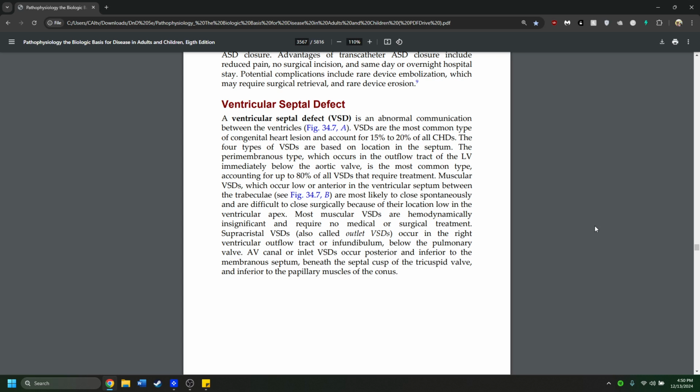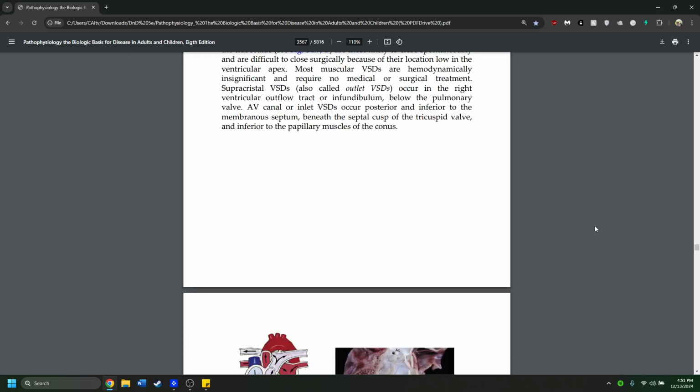Supracristal VSD, also called outlet VSD, occur in the right ventricular outflow tract or infundibulum below the pulmonary valve. AV canal or inlet VSD occurs posterior and inferior to the membranous septum, beneath the septal cusp of the tricuspid valve, and inferior to the papillary muscle of the conus.